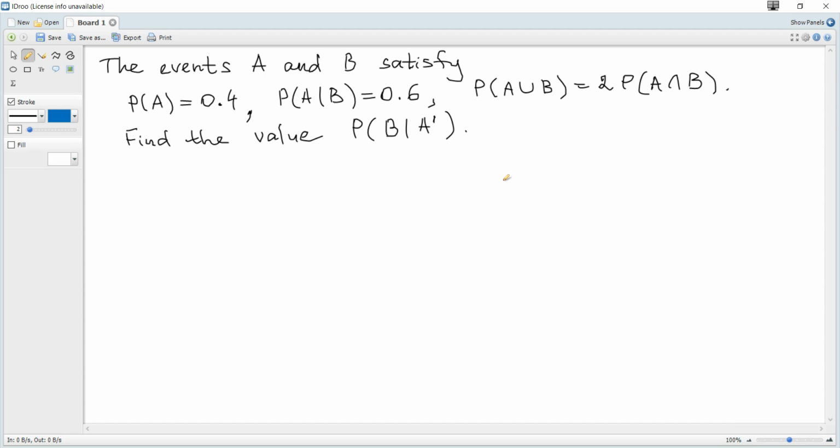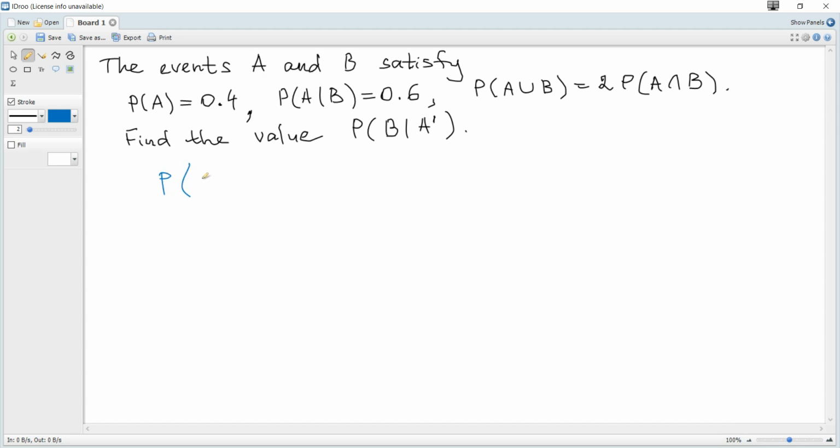The events A and B satisfy: probability of A is 0.4, probability of A given B is 0.6, probability of A or B is 2 times probability of A and B. Find the value of probability of B given not A. So let's consider what we need.